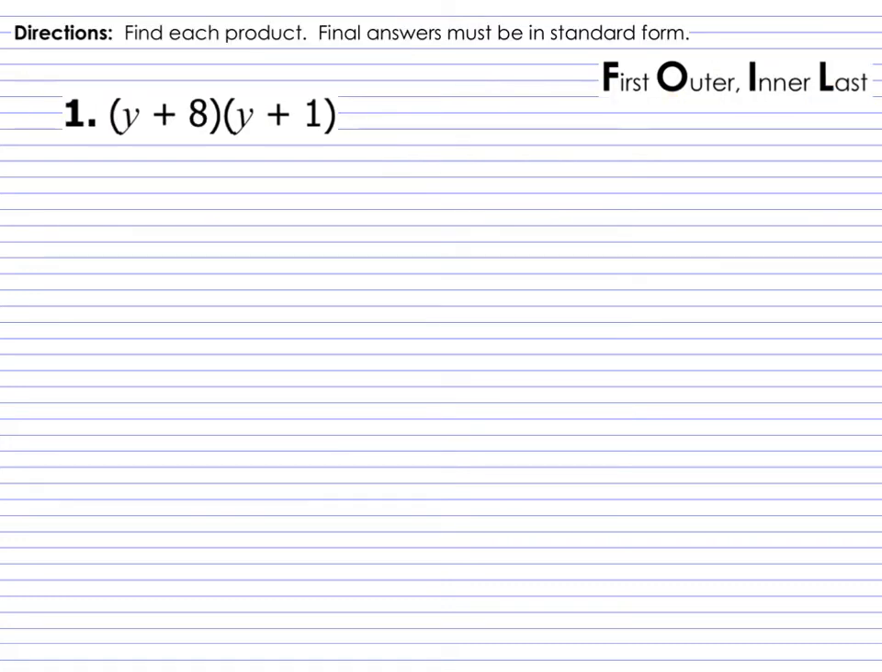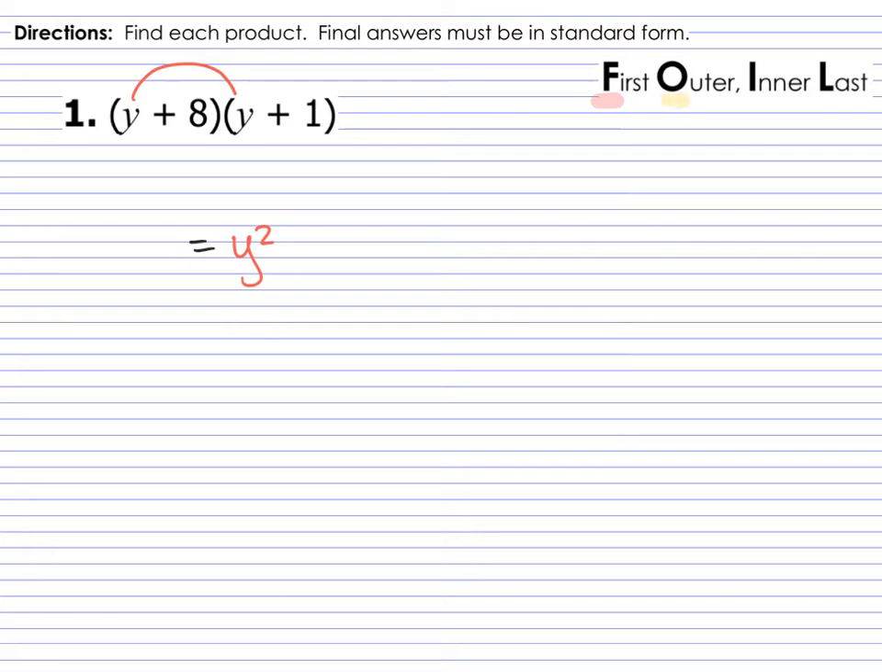All right, and here is problem number 1 after those 2 first examples. So we're going to go through exactly the same way, following the same steps, and hopefully by the end of this video, you guys are going to feel totally confident to do numbers 3 through 10 even on your own. So again, we're going back to the F for first. The first terms are the y times y. Y times y is going to give me y squared.